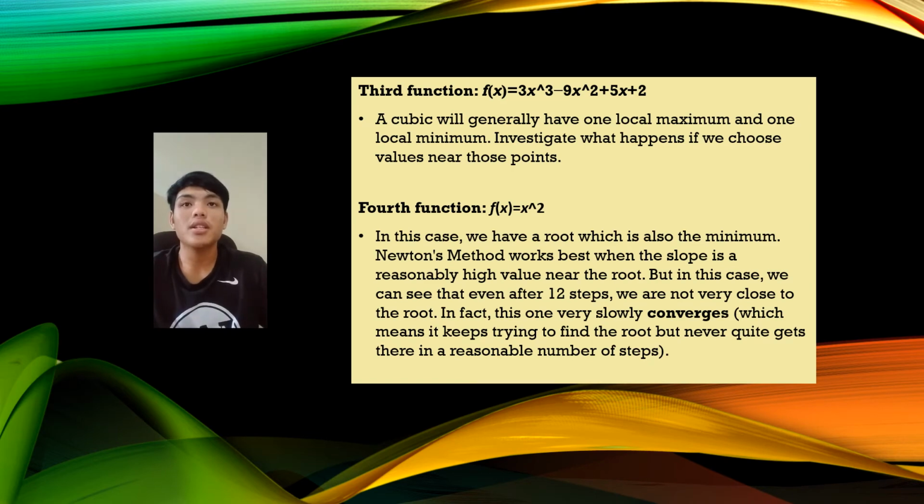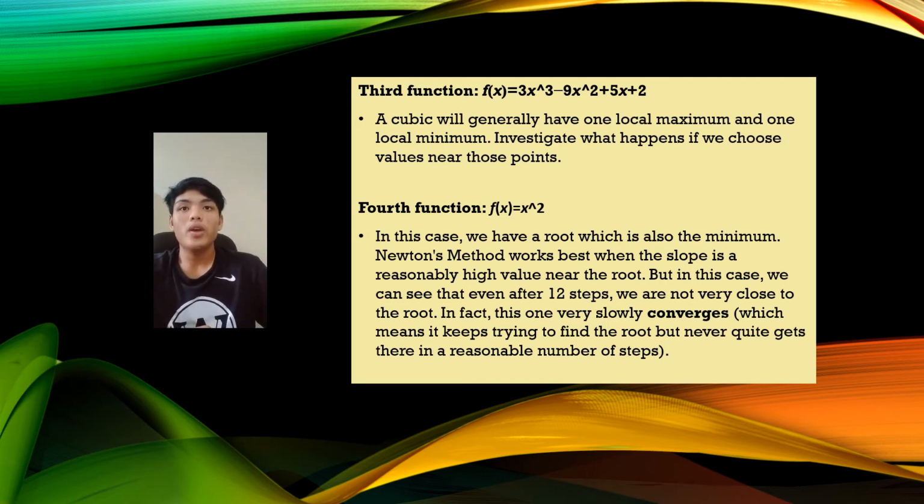Third function: f(x) equals 3x cubed minus 9x squared plus 5x plus 2. A cubic will generally have one local maximum and one local minimum, so investigate what happens if we choose values near those points. Fourth function: f(x) equals x squared.